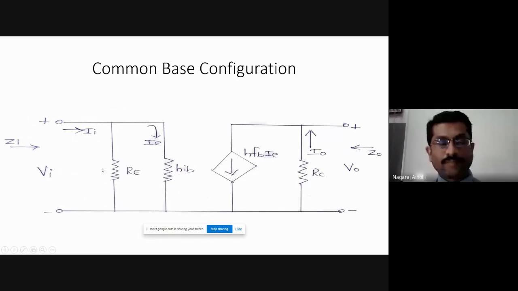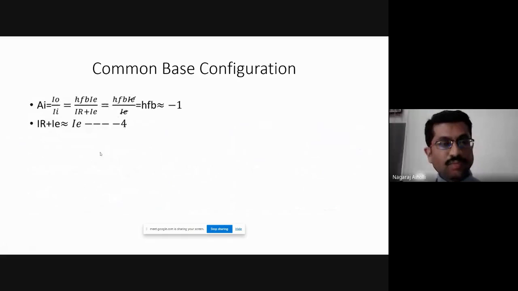As the value of RE, the emitter resistance, is larger in the common base configuration, the current flowing through the resistance RE is negligible. Hence, the current IRE is neglected, and the input current II flows through HIB. Therefore, IR plus IE is approximately equal to II. The value of IR is almost zero.